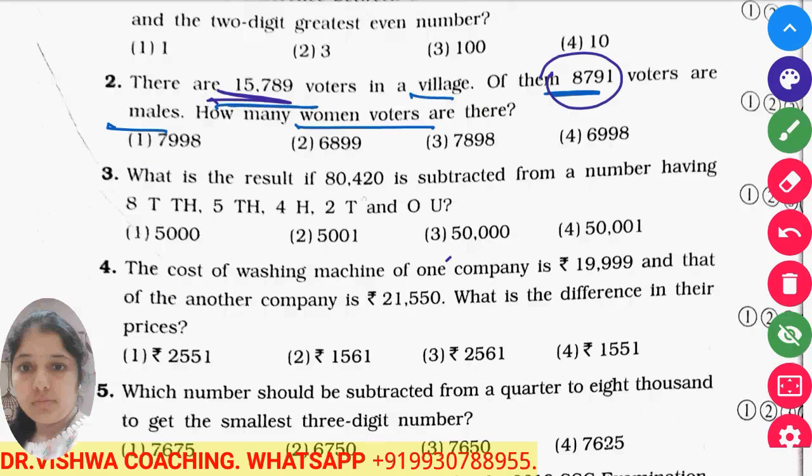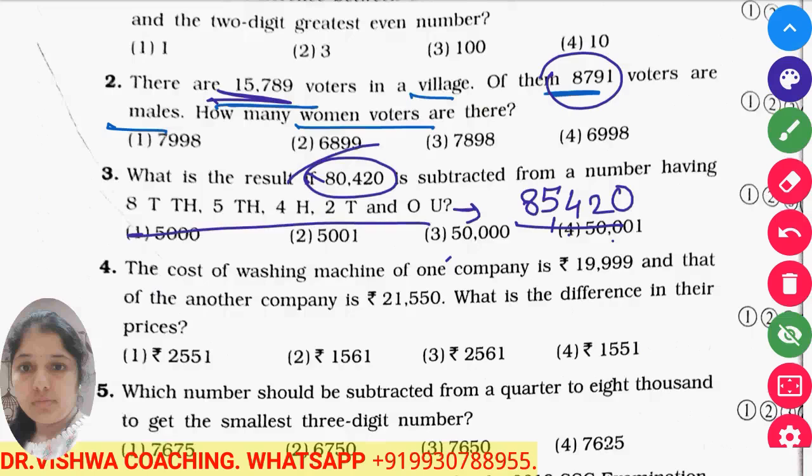What is the result if 80,420 is subtracted from the number having 8 ten-thousands, 5 thousands, 4 hundreds, 2 tens and 0 units? Now convert this number: 8 ten-thousands, 5 thousands, 4 hundreds, 2 tens and 0 units. So it is 85,420. We have to subtract this 80,420 from this 85,420. So you will get the number which should be subtracted from this number to get this number. So your answer must be 5,000.